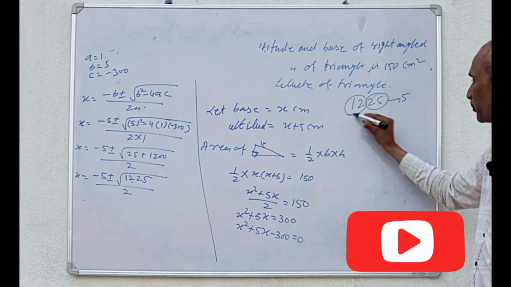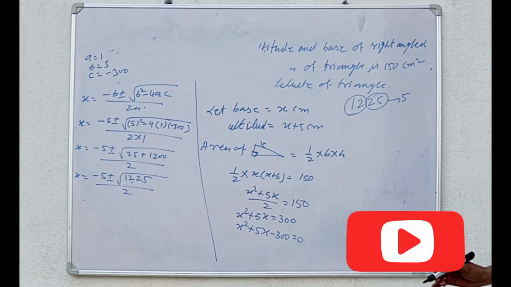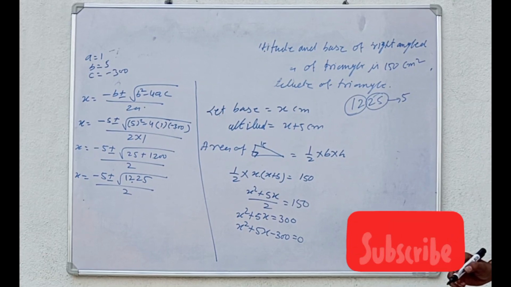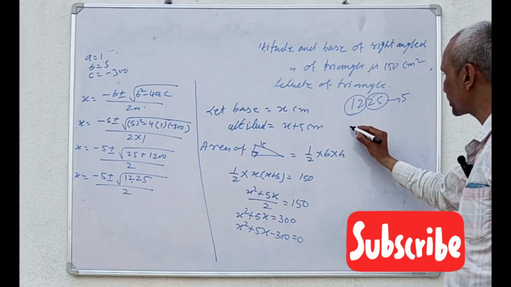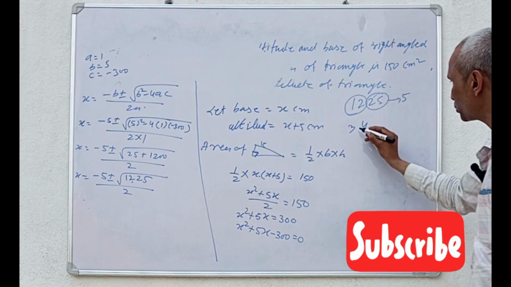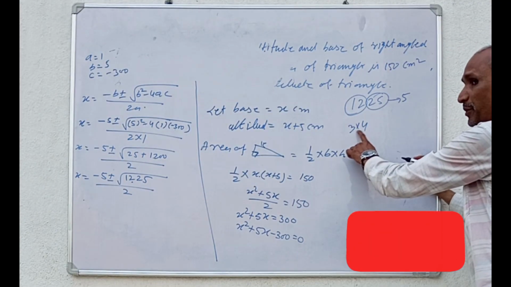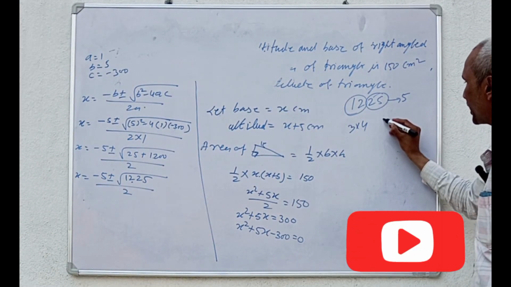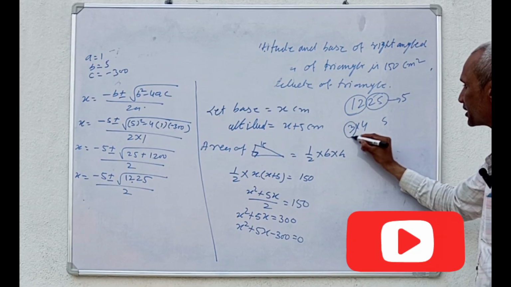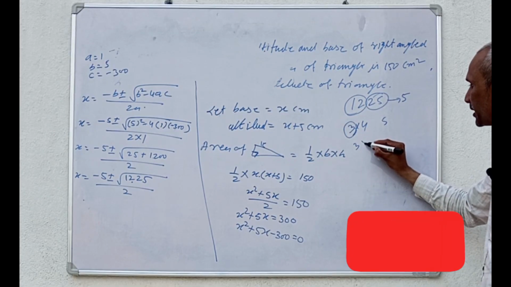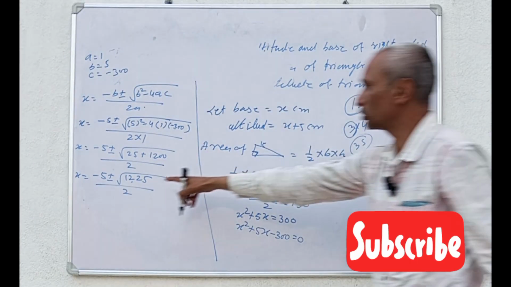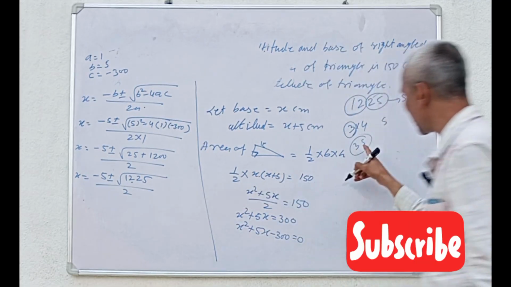Now break this 12 into two parts such that the difference between the two parts is 1. So here it is 3 and 4, because 3 times 4 is 12 and the difference between the two numbers is 1, and this 5 is there. Take the smaller number, this 3, and this 5, so the root of 1225 becomes 35.